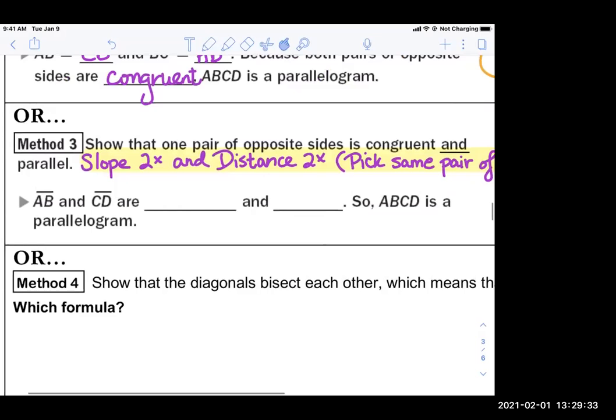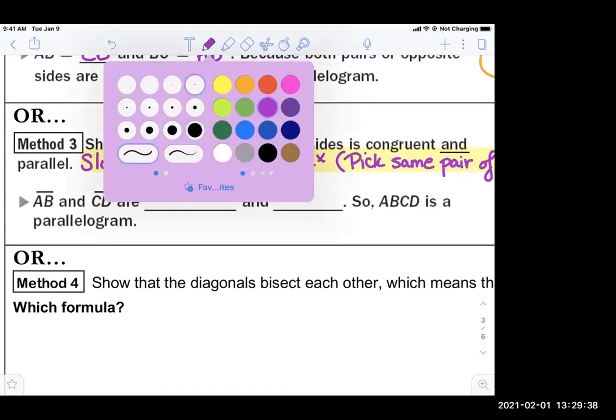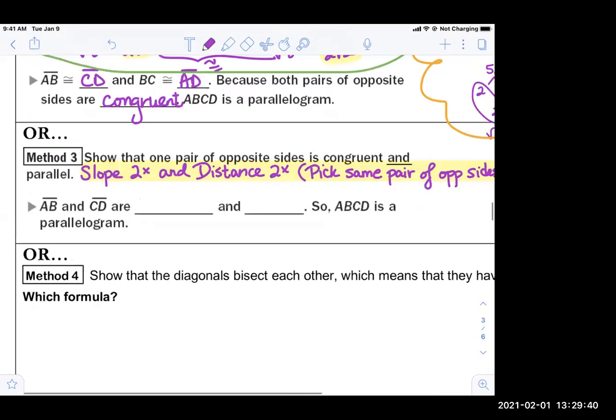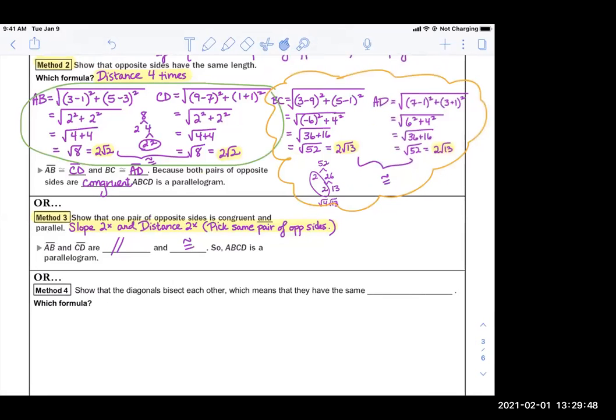Normally I'm going to tell you on a quiz what method to use, most likely. AB and CD are parallel and congruent. That would make it a parallelogram. So usually I'm going to tell you which way I want you to do it. But if you get to choose, you might have a preference of one thing over something else.